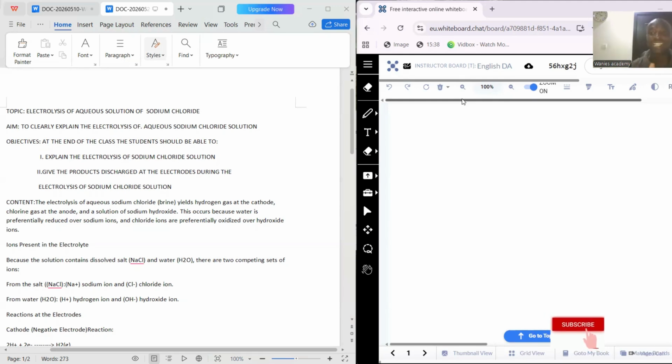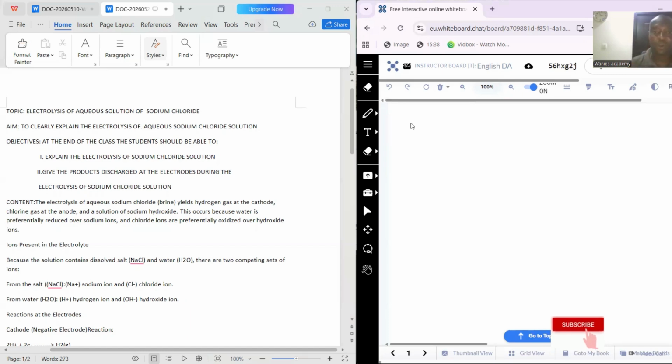Now let's look at the different ions that are present in the electrolyte. The electrolyte is sodium chloride solution. I want to look at the different ions present in this electrolysis of aqueous solution of sodium chloride. Firstly, remember we have dissolved salt, which is sodium chloride. Then, of course, we also have water. So that means we have two competing sets of ions present in this electrolysis.